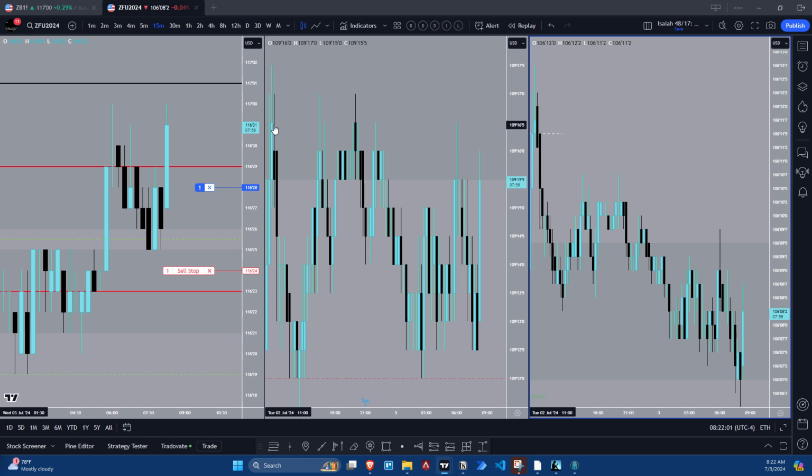So remember, once we get to 117.01, I will be moving my stop up to 3 ticks because we're halfway there. And then once my position gets to 117.02, I'll be completely making a stop break even.